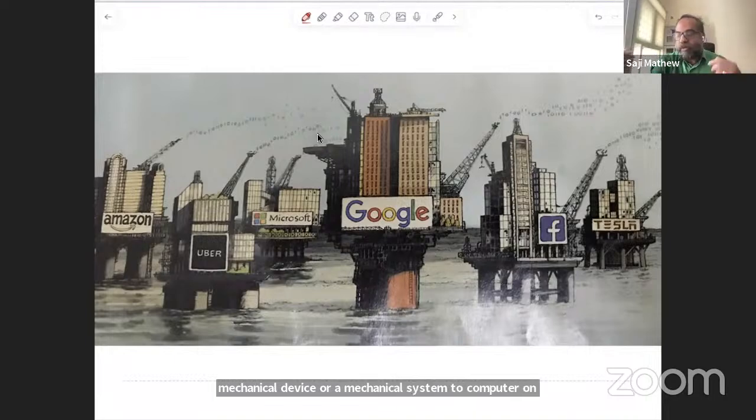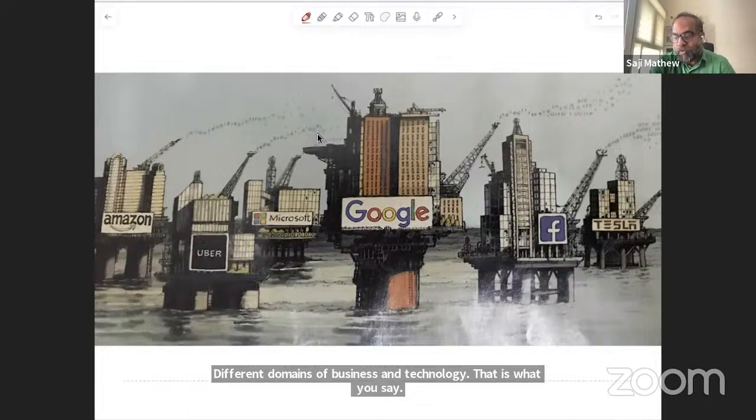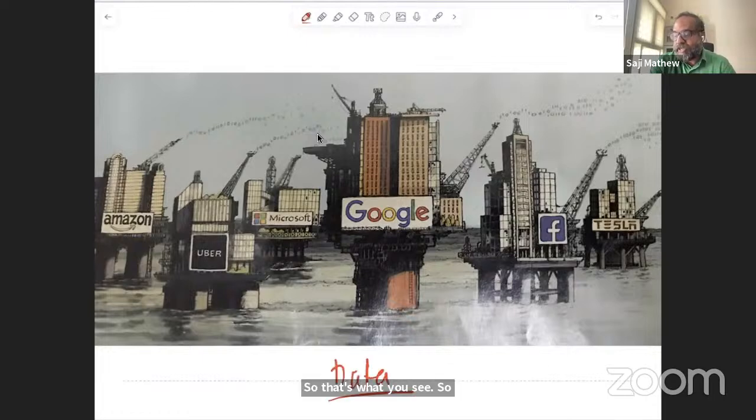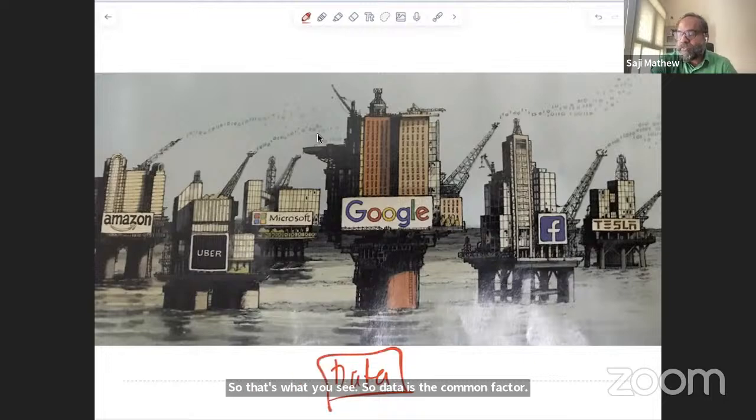Okay, so they are all experts in data. They are all experts in analytics. And that is driving a new era of technology, and it is also transforming different domains of business and technology. That is what you see. So data is the common factor. So these are, in other sense, data factories or data refineries, you can say, as it is conceptualized.